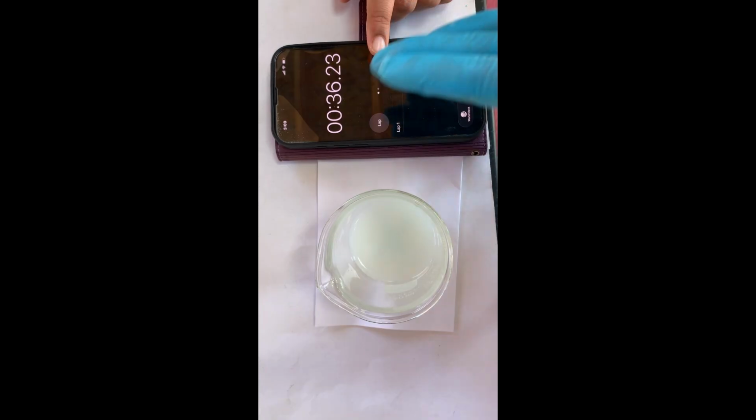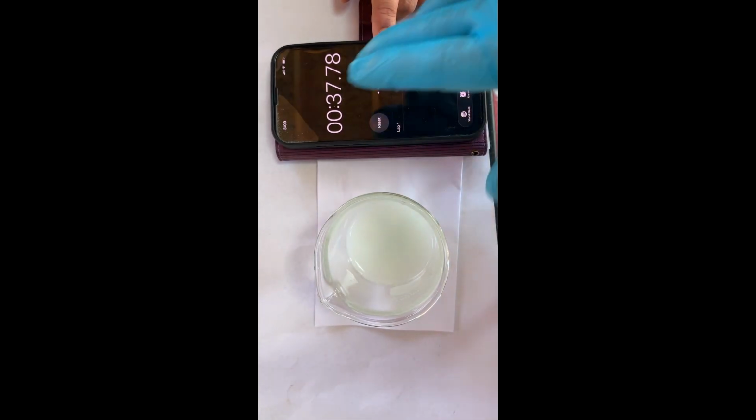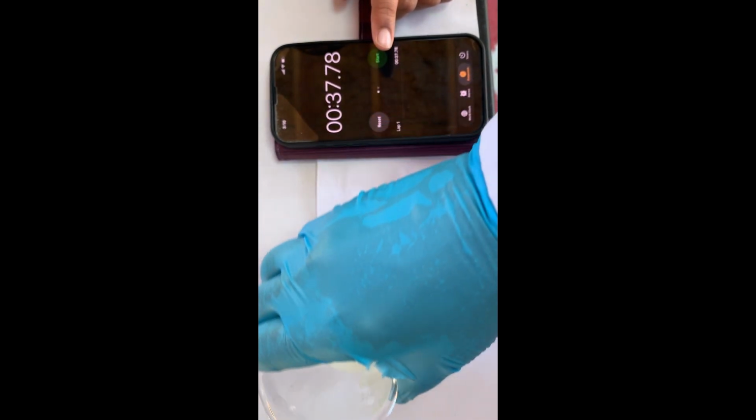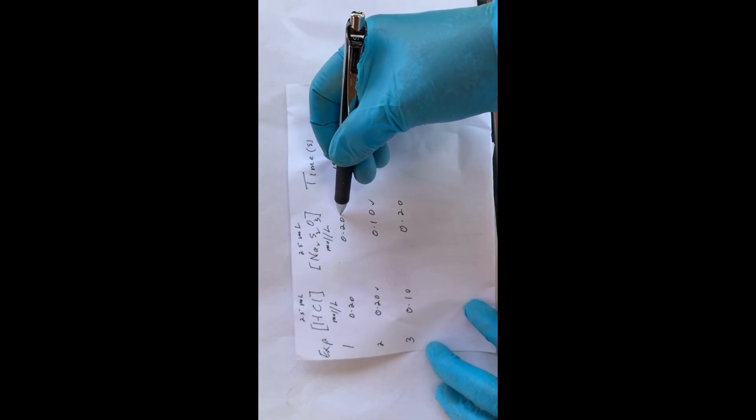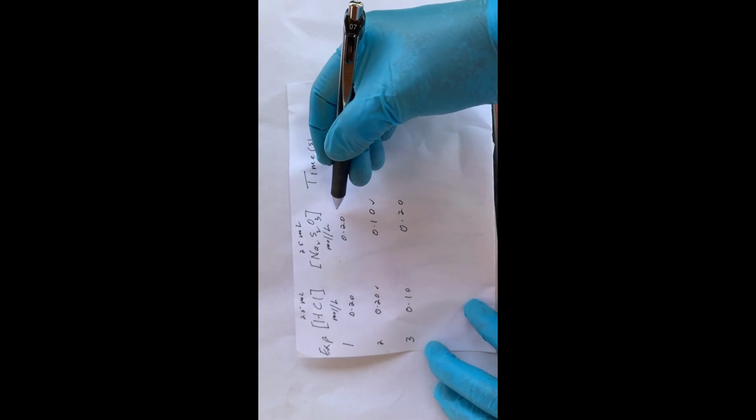Here it goes. Stop. Around 36 seconds. So you can see that in the second experiment, it took twice the amount of time for the X to disappear. Now in the third experiment, look what we're doing. We are retaining the concentration of the sodium thiosulphate as it was in experiment 1, but we are decreasing the concentration of the hydrochloric acid.